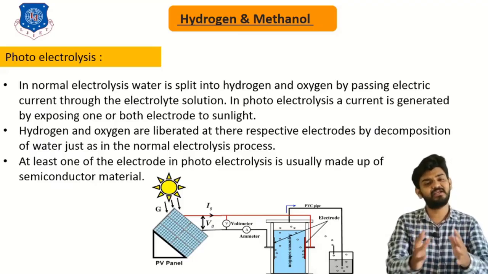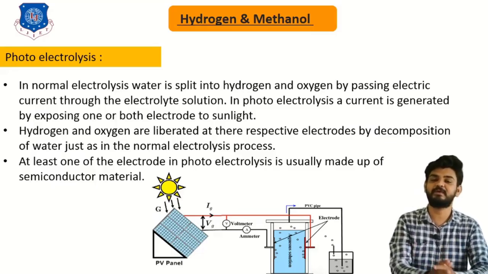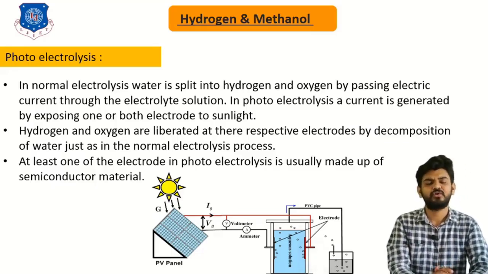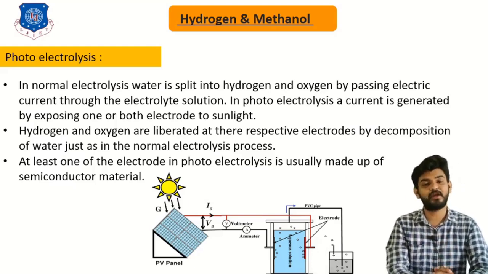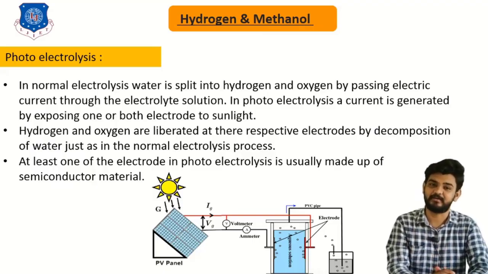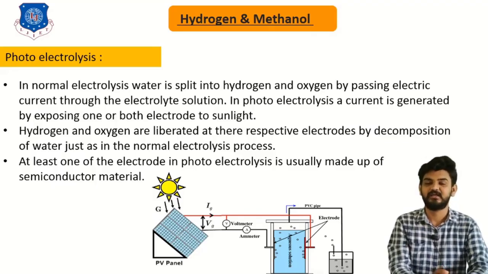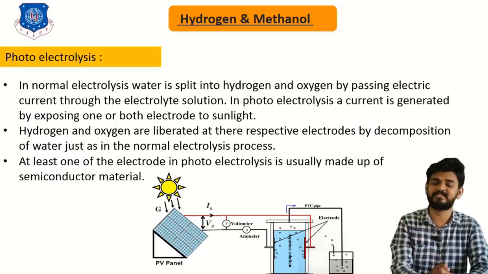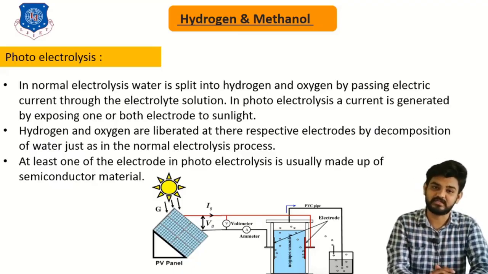At least one of the electrodes in this photoelectrolysis process is usually made up of semiconducting material. The semiconducting material can easily utilize solar energy to produce electricity, as we have seen in the solar energy chapter. So here is the typical image of the photoelectrolysis process. The electric current is being generated by means of solar energy by a PV cell in this particular diagram, and this electric current is then utilized for the purpose of electrolysis.